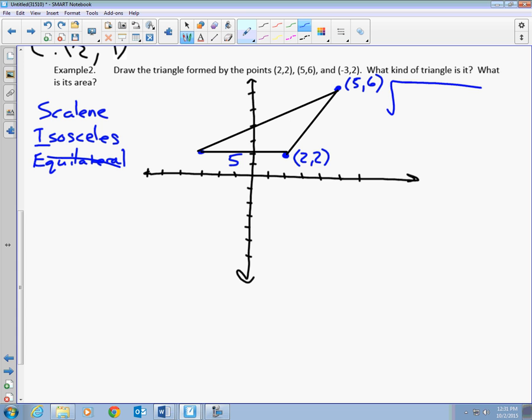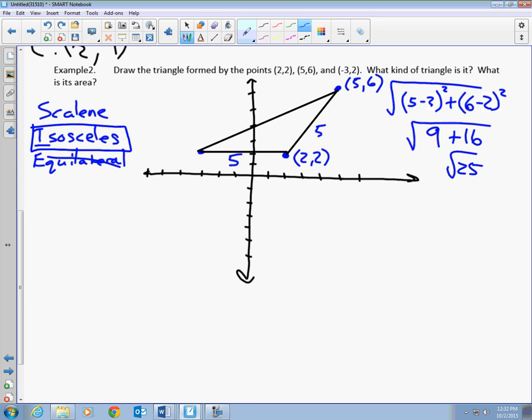We've got the square root of 5 minus 2 squared plus 6 minus 2 squared. It's 5 minus 2 squared, 9. 6 minus 2 squared, 16. So we get the square root of 25, which is 5. So it is an isosceles triangle. I'm also asked to find the area. How do you compute the area? Yep.